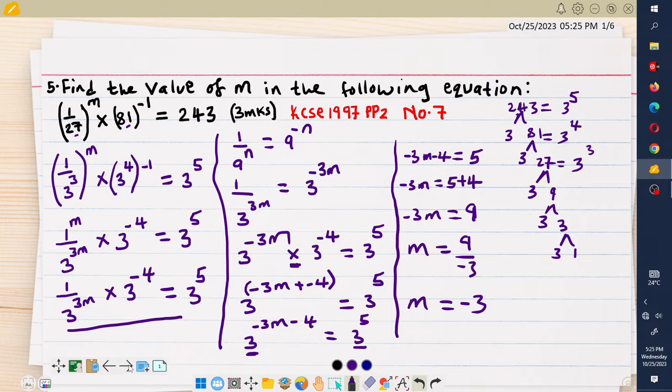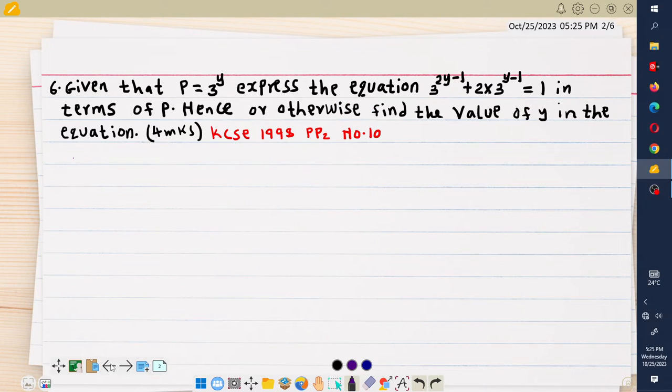Then we look at our sixth example, which is also a past cases equation done in 1998, paper 2, question number 10. So it reads, given that p is equals 3 power y, express the equation 3 power 2y minus 1 plus 2 times 3 power y minus 1 is equals to 1 in terms of p. So I'm simply going to substitute. Where I have 3 power y, I'm going to substitute with p.